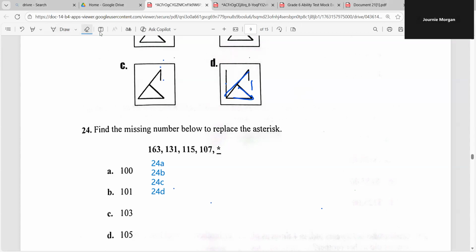I realized it was cutting down to half. 63, half of 63 is 31.5. And half of 31.5 is 15.5. And half of 15.5 is 7.5. So half of 7 would be 3.5. So, oh, 103.